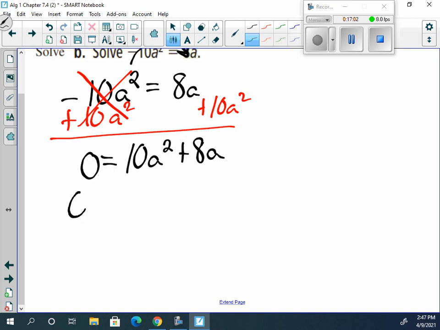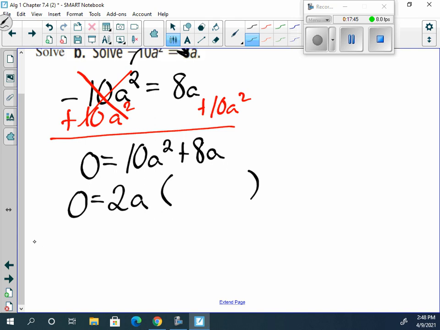So let's look at this here. What is the biggest number, or the greatest common factor, between 10 and 8? What's the biggest number I can divide into both 10 and 8? 2. 2 is going to be the biggest number. And what about our a's? What's the biggest variable I can take out of both? Well, just a, because 8a only has 1, so I can only pull out 1. The most we can pull out is whichever one has the least.